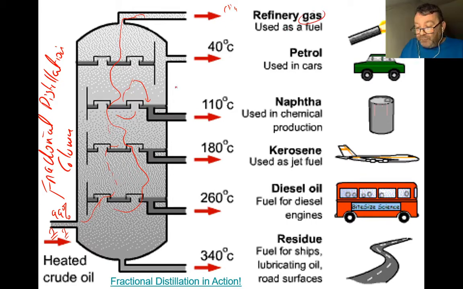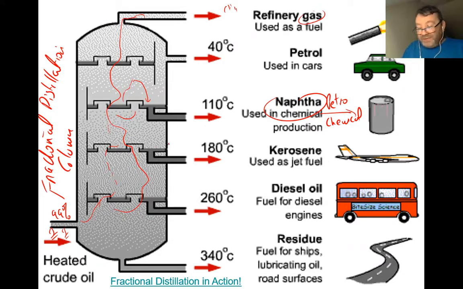Then, as we move down, we get petrol. So the next heaviest fraction would be petrol. There's a massive demand worldwide for petrol at the moment. So petrol is extremely useful and therefore has a very good high price on its head. Then we get naphtha, and naphtha is the gateway to the petrochemical industry. All right, and we'll talk more about that later on. This is where we get our plastics from and so on. It's a thing of huge importance.